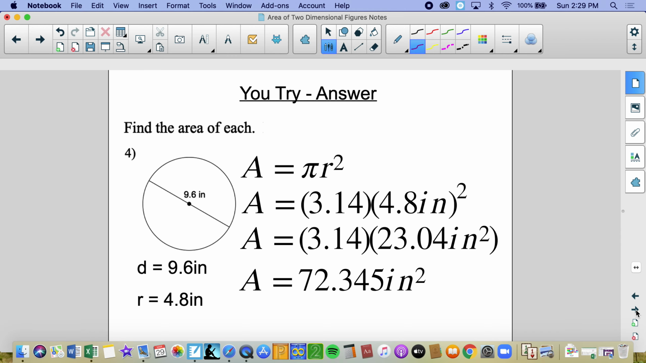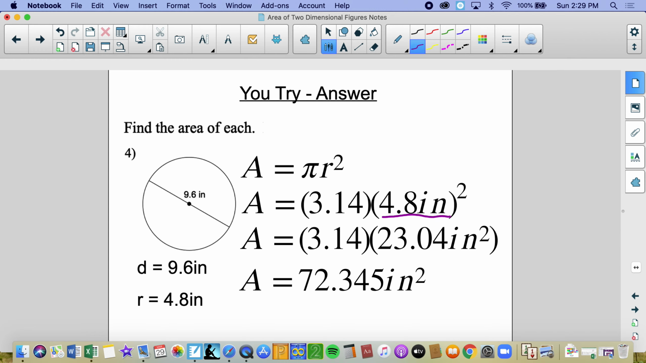So here's our answer. Pi, we're going to plug in 3.14. You notice that we're given the diameter, so we'll take half of that in order to get the radius, which is 4.8 inches. We're going to plug that in for the radius and square that. 4.8 squared is 64.